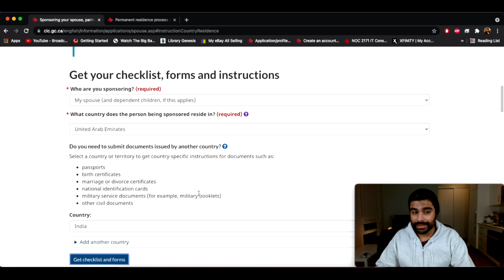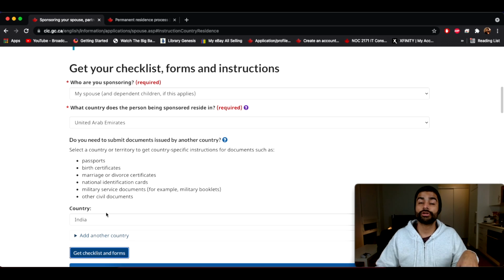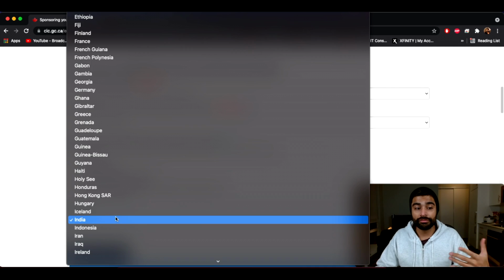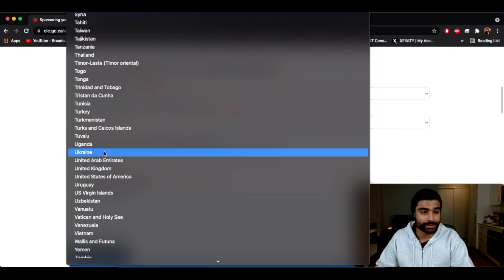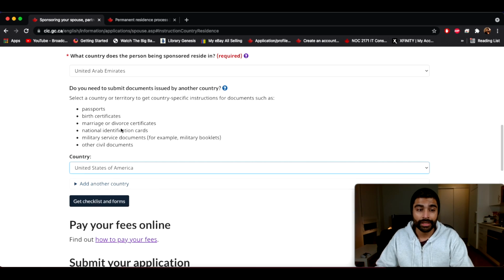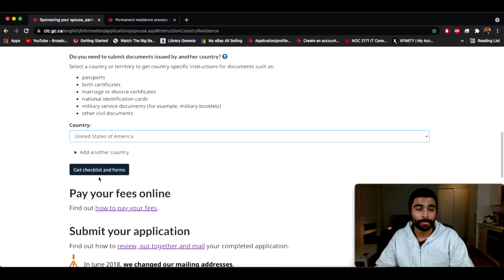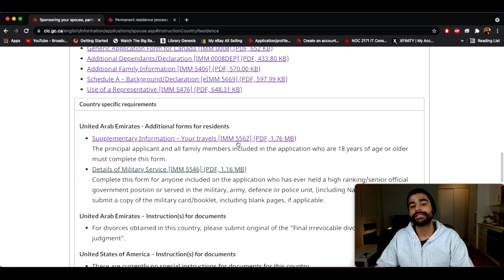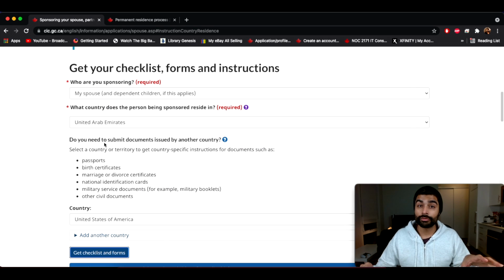Okay. So as you can see, the 5562 information is specific to the country which you are currently living in. It's not really specific to the country of nationality, but the country that you are currently living in. So if you're living in United Arab Emirates, you definitely have to provide 5562, even if you were a citizen of United States. So if I were to select United States here, which means all my other national identity documents are from the US, but I'm currently living in United Arab Emirates, and if I click on Get Checklist, as you can see, I still have to provide 5562. So depending on what country you are currently residing in, your requirement for 5562 or supplementary travel information is determined.